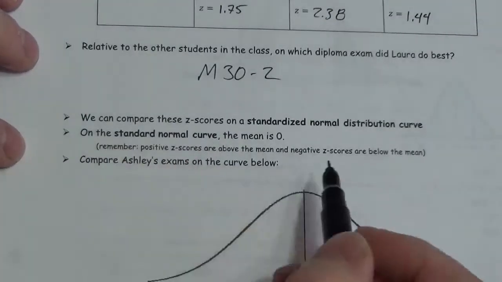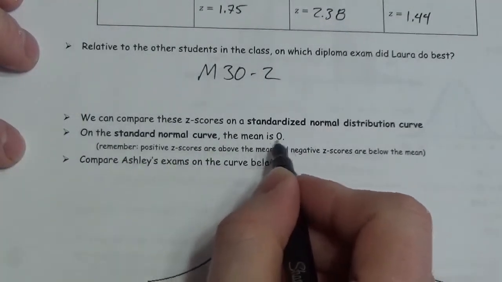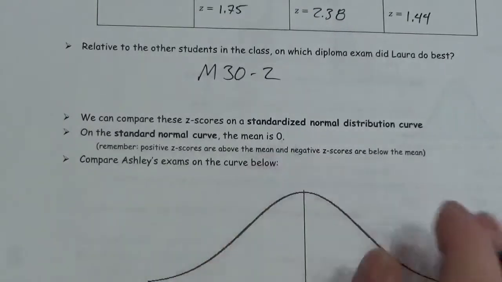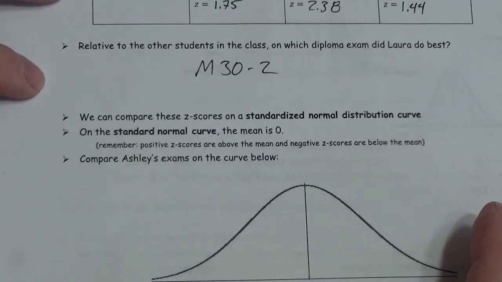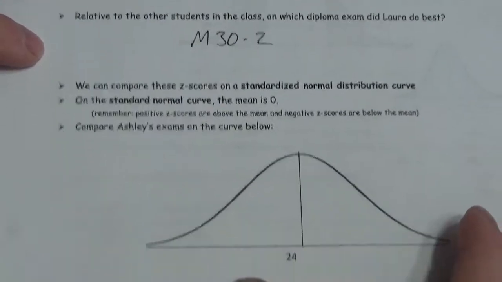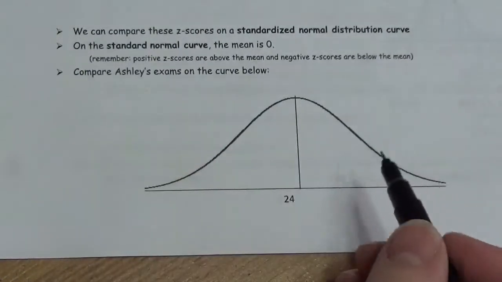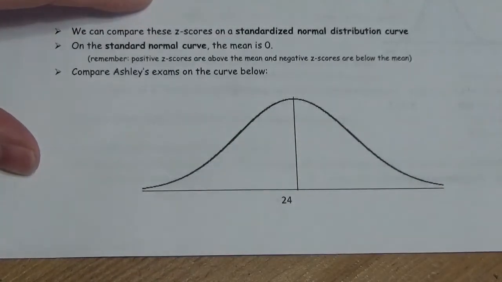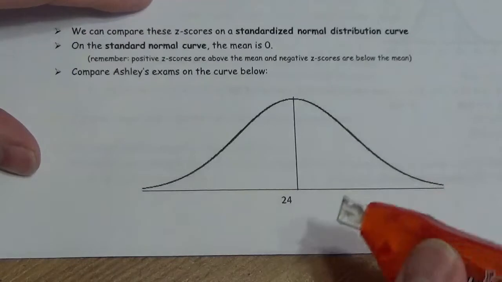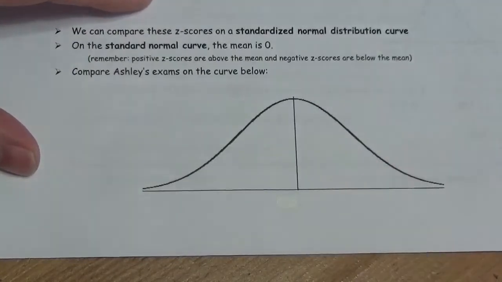So on a standard normal curve, the mean is going to be 0, and that's because the z-score of the mean is 0. Okay, and we talked about that in the previous lesson here. So we're going to compare Ashley's exams on the curve below here. So actually, we should ignore that 24 there, it is probably a little bit confusing. We want to get rid of that.